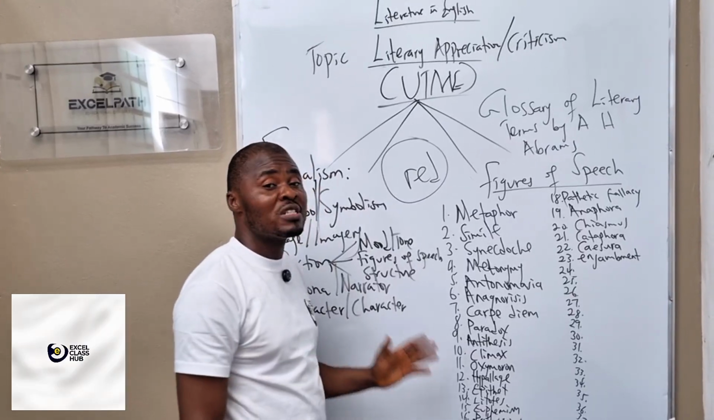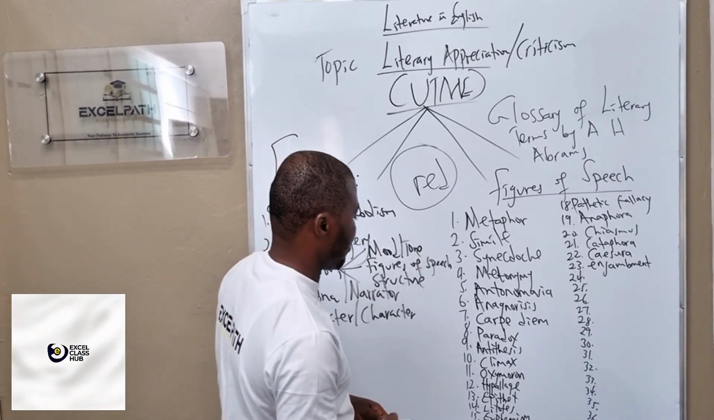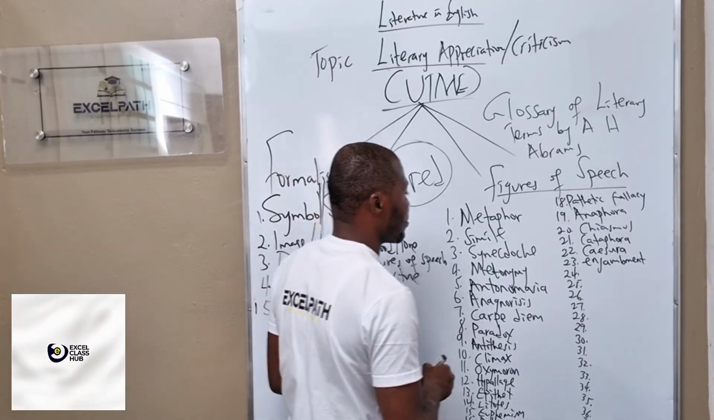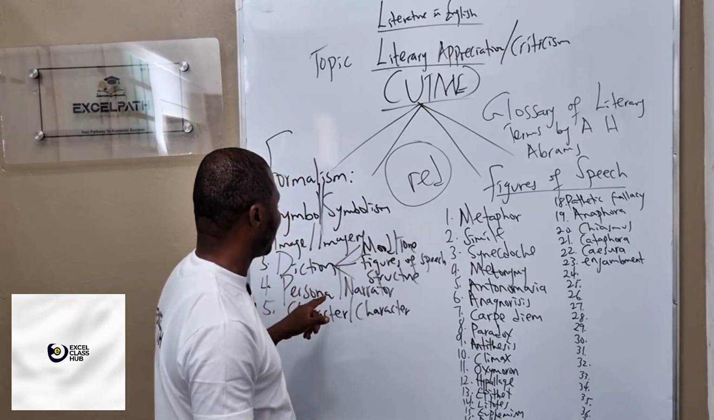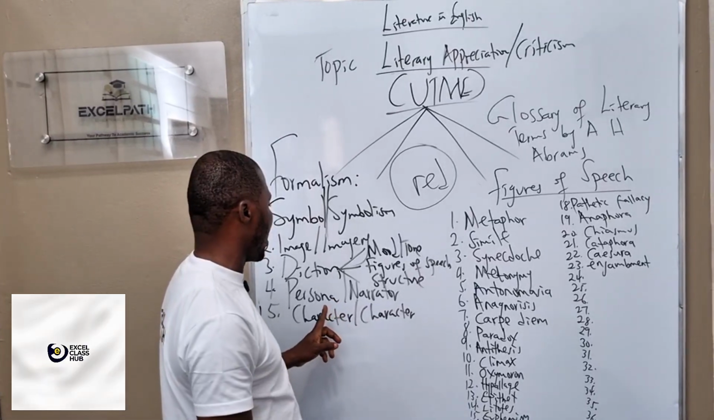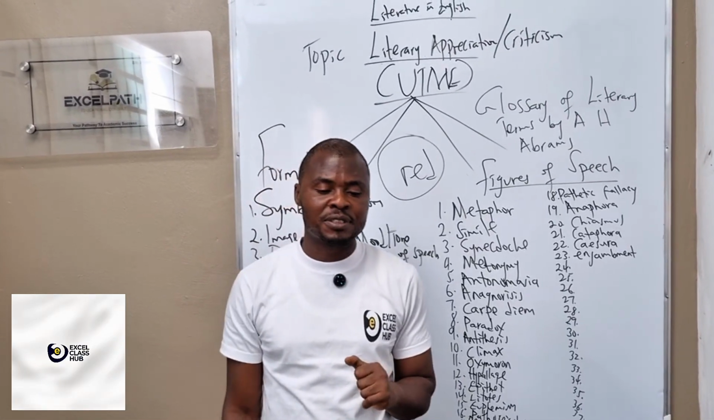Okay, we have 25 here so far. I've already given you personification, okay, and all of them. Now let's look at another one. Persona or narrator.